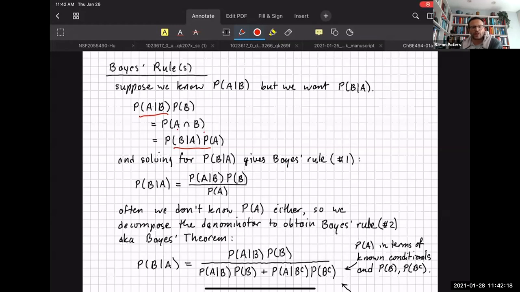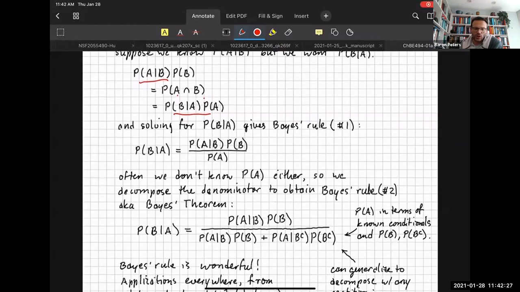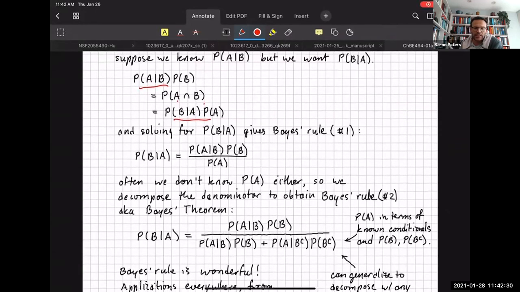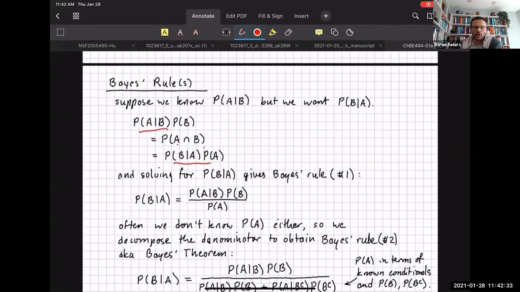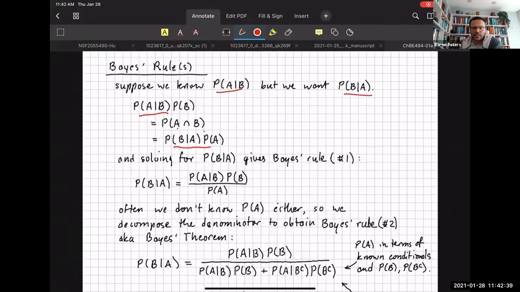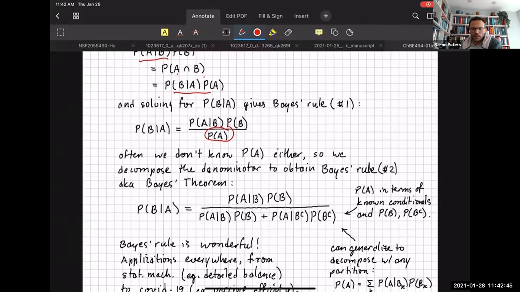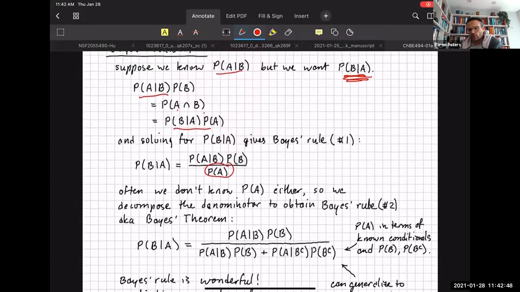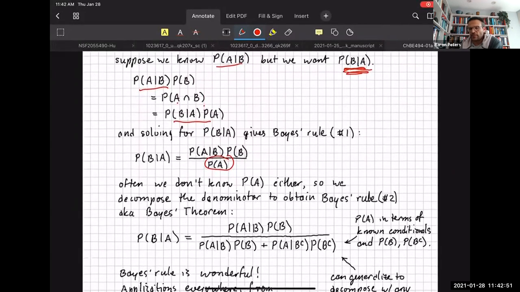There are two versions of this. I'll call this number one. The other one is often known as Bayes' theorem or just the second Bayes' rule. Where that second one comes into play is in situations where we want this, but what you know are quantities like that. It's often the case that you want to find this and you also don't know this. I think you just have to work through some examples to see why that tends to happen. They tend to be closely related situations: when I want this and I don't have it, I often also don't have this.